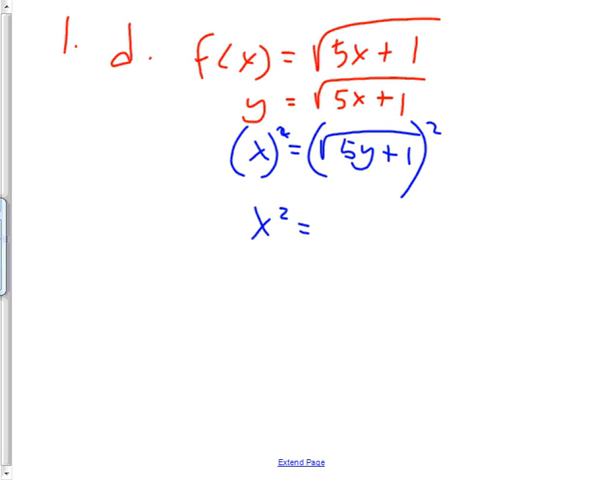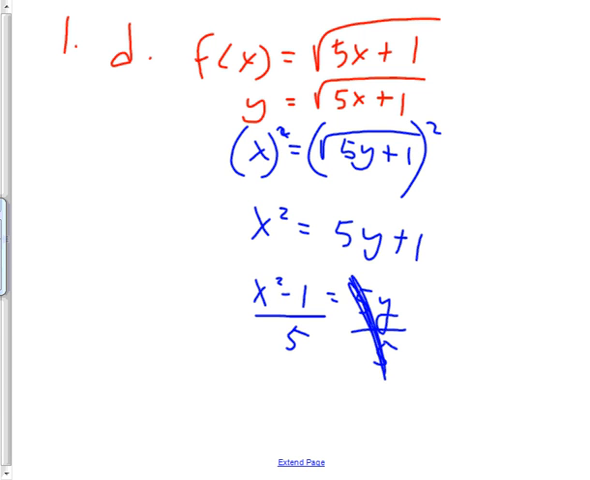Okay, x squared equals 5y plus 1. I'm getting close. Y has to get alone. What's next? Subtract 1 from both sides. X squared minus 1. And the last step is divide by 5. I know you don't have much room on your paper, so it'd be fine with me if you stopped right there and said y equals x squared minus 1 over 5.